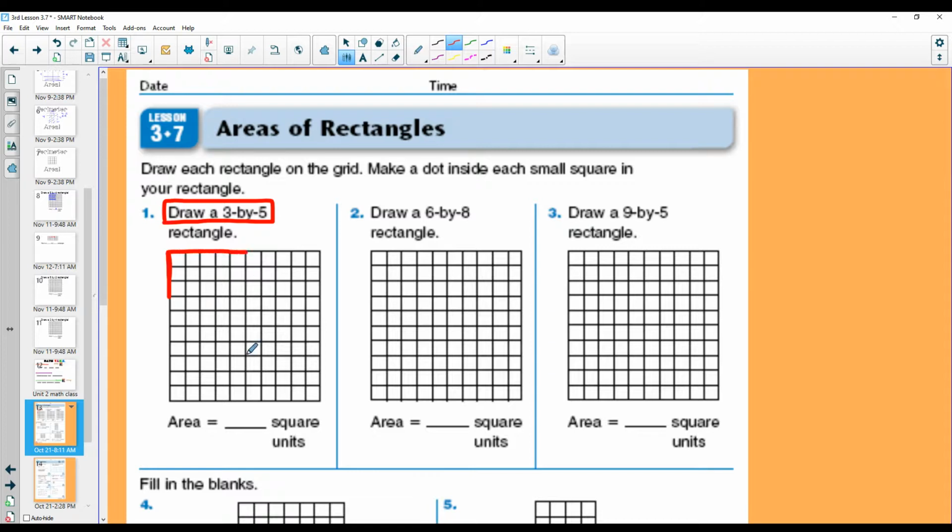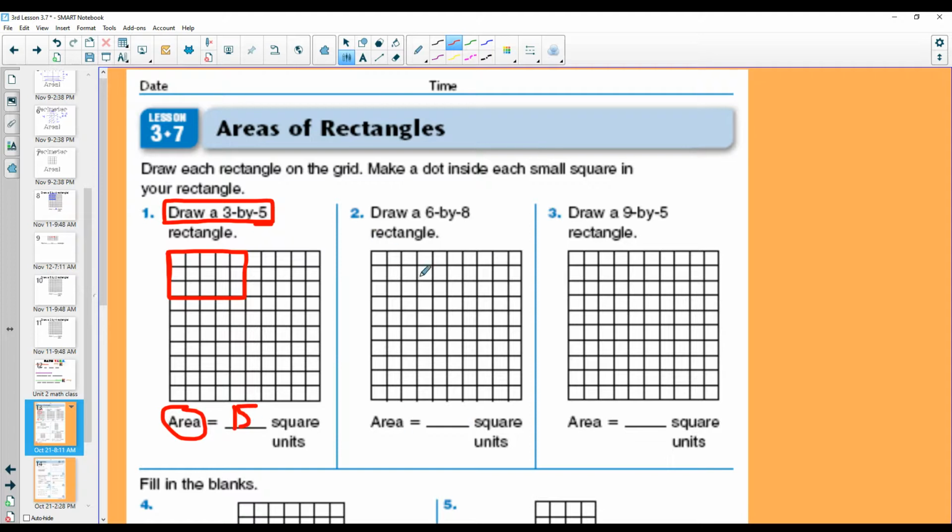Now, does this make a rectangle? No, I don't have the right answer yet. I need to go down and gather 3 and close in the shape. All right. Now I am going to find the area. The area is the inside. I like to count by 5s if I can. So go ahead, you find the area. Pause the video. What did you get? You should have gotten 15.